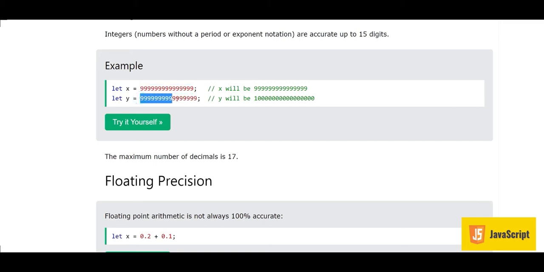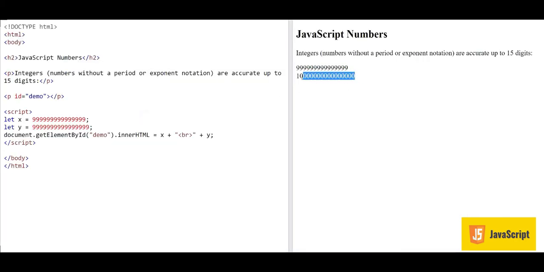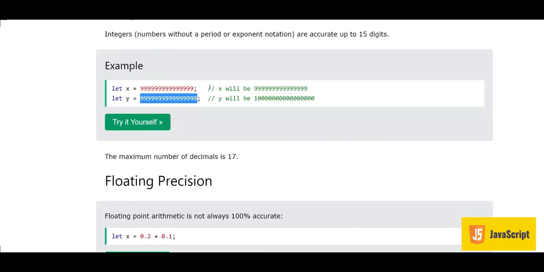But if you write this number, which has 16 nines, and print it out, it becomes 10000000000000000, which is not accurate. So in JavaScript we cannot have integers accurate beyond 15 digits. Here you can count them: 1 2 3 4 5 6 7 8 9 10 11 12 13 14 15. So this is the maximum number of accurate digits we can have in JavaScript. And the maximum number of decimals is 17.